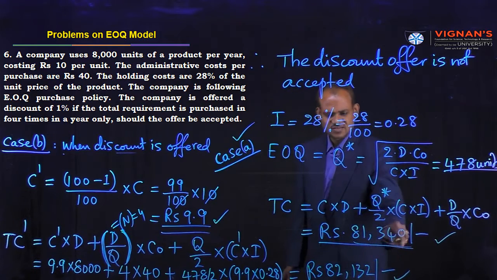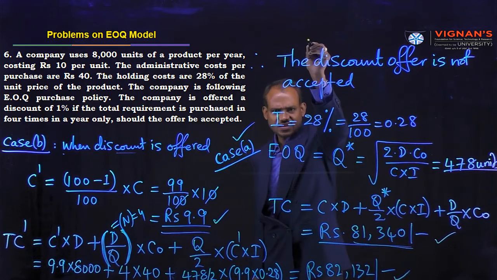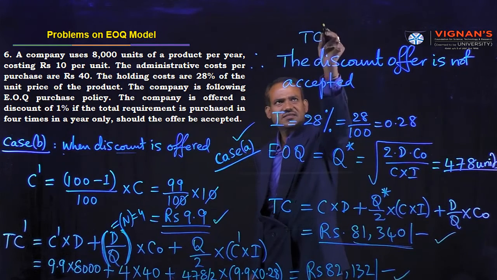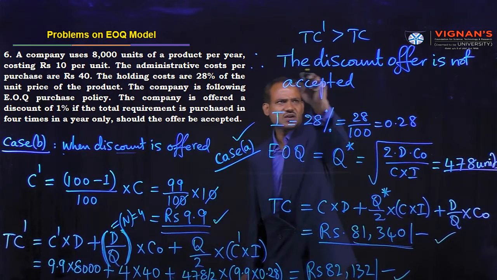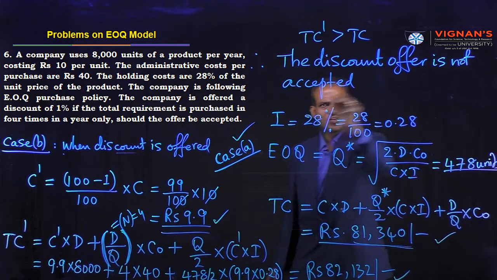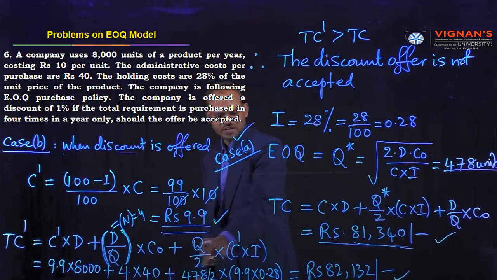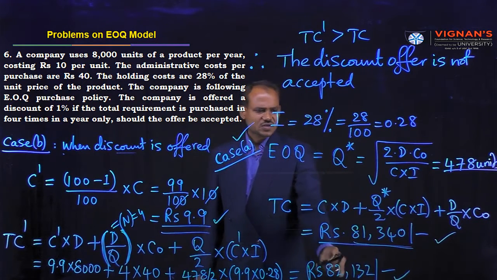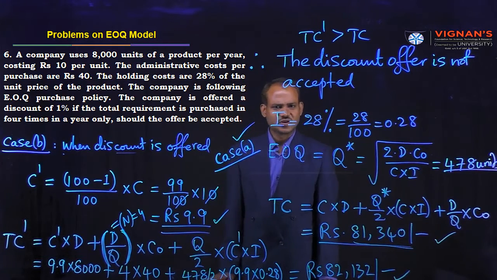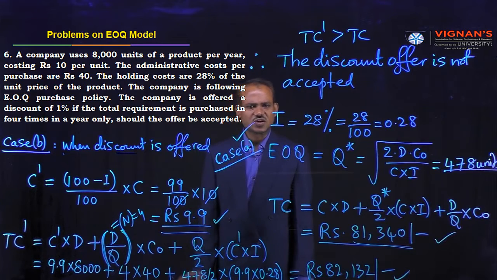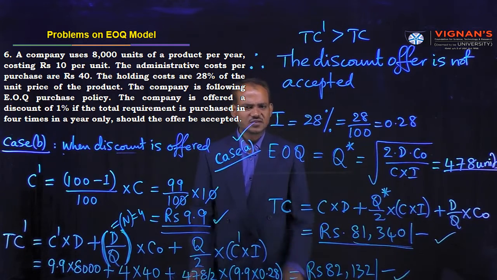Therefore, from these two costs, because TC dash is more than TC, therefore the discount offer is not accepted. This is the final conclusion, because in the discount case total cost is more. At EOQ level total cost is less. Therefore the final conclusion is the discount offer is not accepted. Okay.